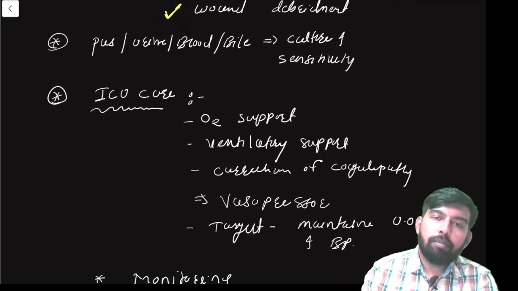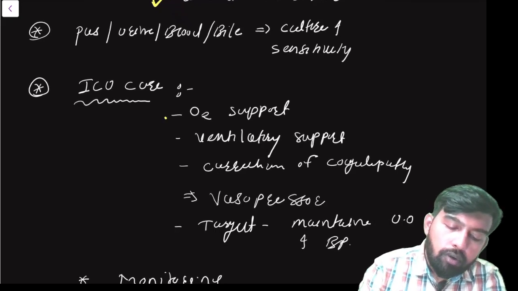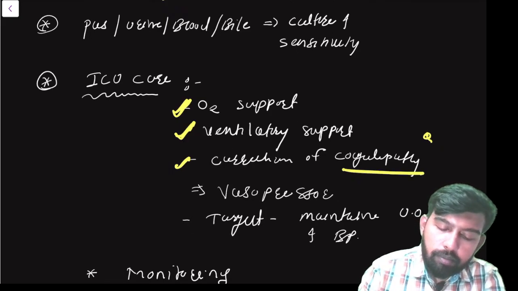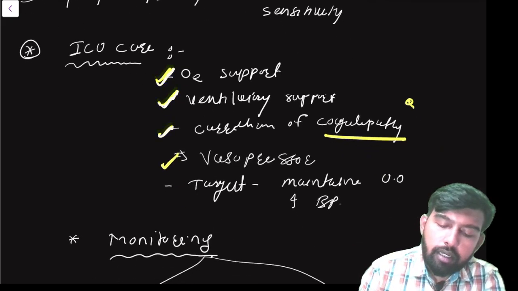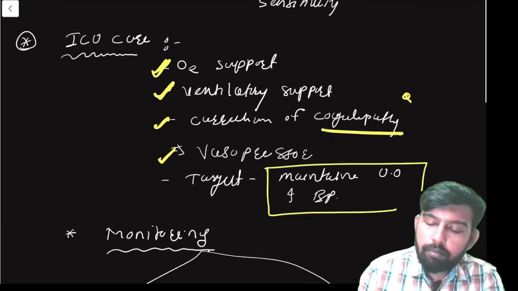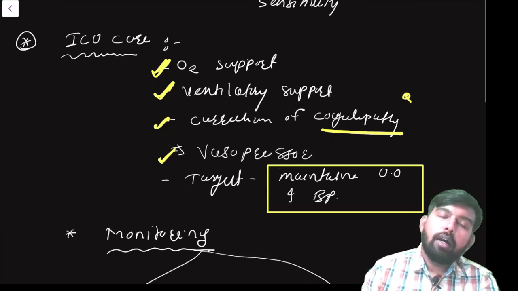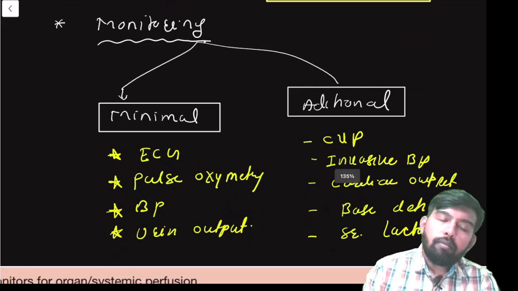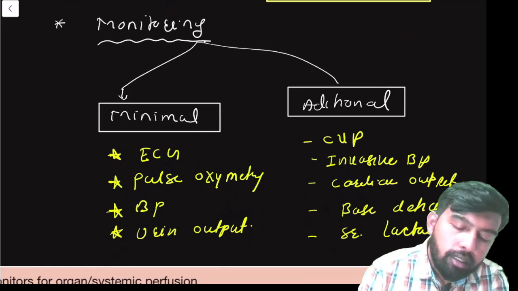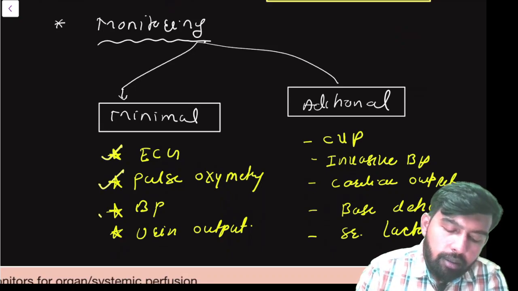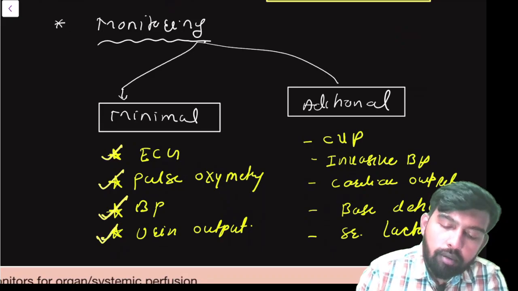ICU care is given to the patient with septic shock in the form of O2 support, ventilatory support, correction of the coagulopathy, and the vasopressors. So the target of ICU care is maintenance of the urine output and the blood pressure. So the shock patient is monitored with minimal monitoring. It consists of monitoring of the ECG, pulse oximetry, blood pressure, and the urine output.